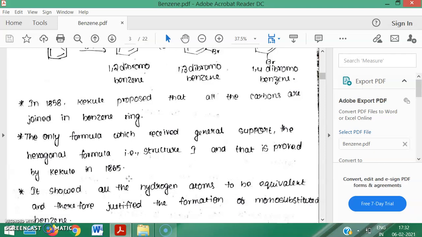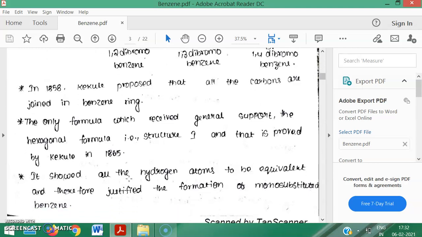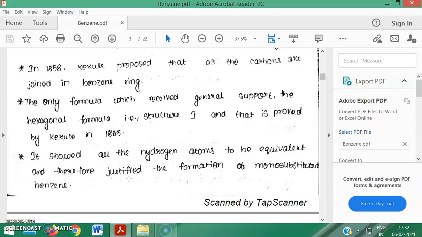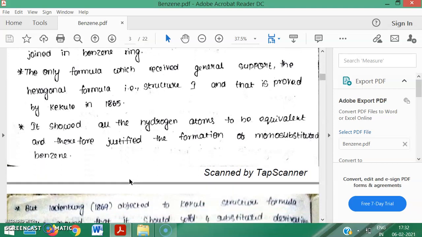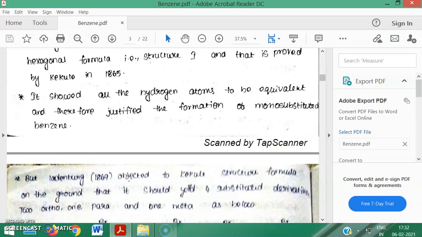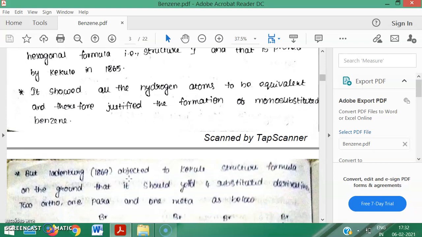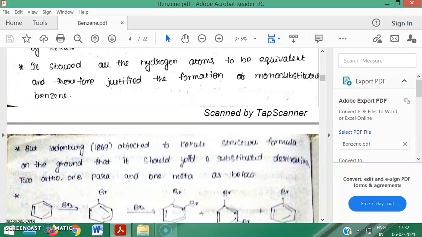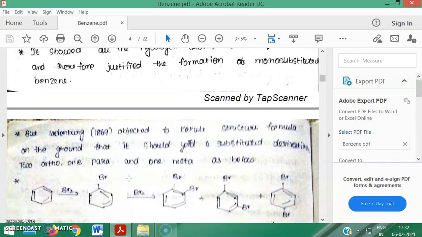So the first structure gives the three isomers: 1,2-dibromo, 1,3 and 1,4. Theoretically it is proved and practically it is proved. But some questions were raised. It showed all the hydrogen atoms to be equivalent and therefore justified the formation of monosubstituted benzene. But Ladenburg in 1869 objected to Kekulé's structural formula on the ground that it should yield four disubstituted derivatives: two ortho, one para and one meta, as below.